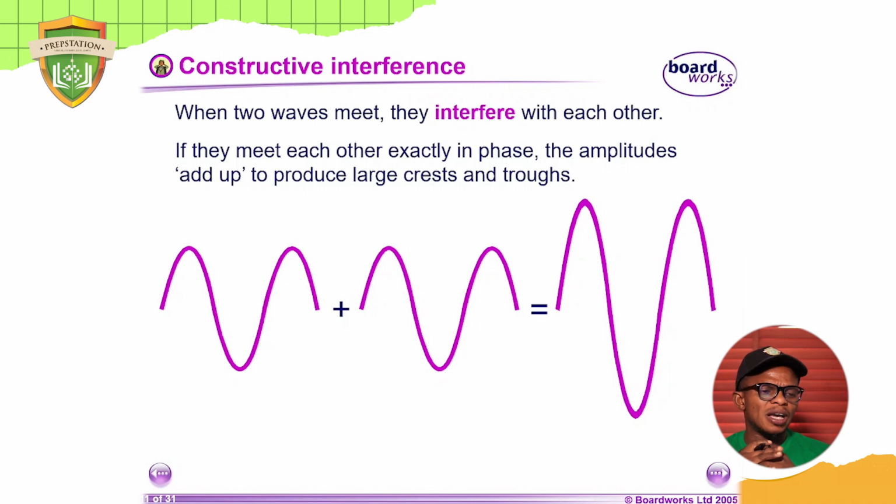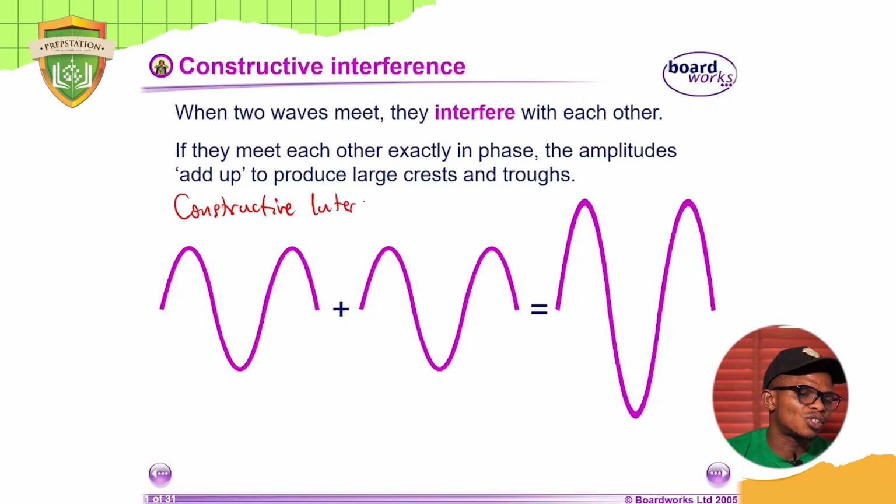If the overlapping happens in such a way that they match each other, traveling in the same direction, that is to say crest to crest, trough to trough, it forms what is called constructive interference. That is to say, the outcome of the overlapping is positive, in the sense that they combine to form bigger waves.